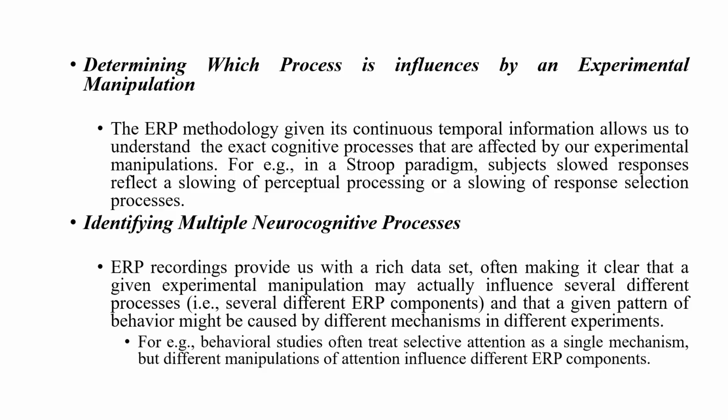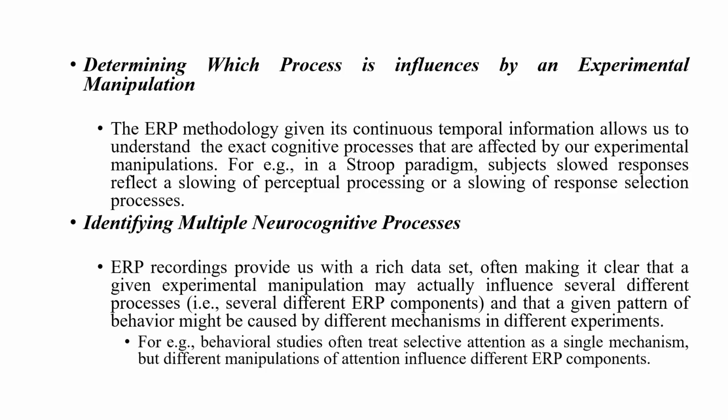Say, for example, in a Stroop paradigm, do subjects' slowed responses reflect a slowing of perceptual processing or a slowing of response selection processes? Remember, in the schizophrenia example, we were able to delineate that it was not due to slowed perceptual processing, but due to response selection processes. Alright. Also, ERPs let us identify the multiple neurocognitive processes that go on when a stimulus is presented.